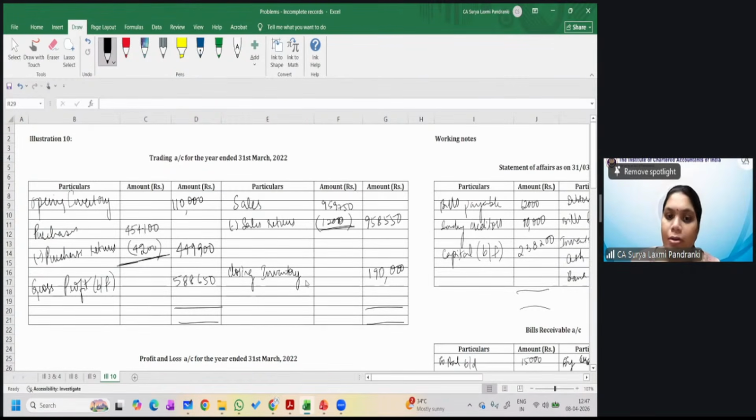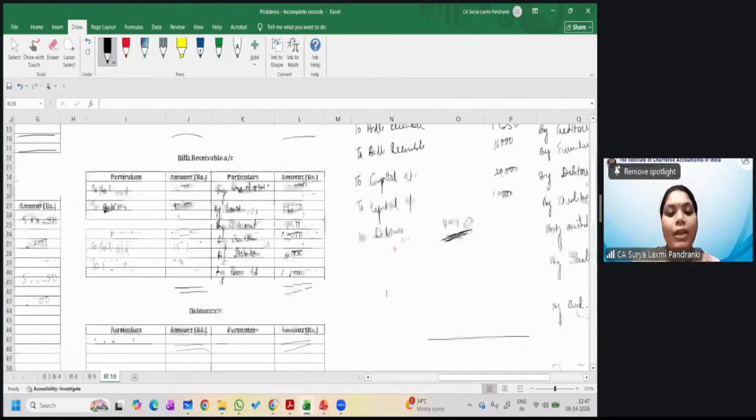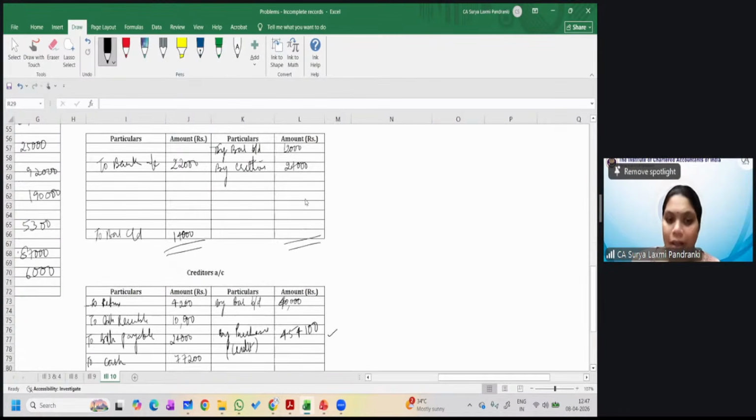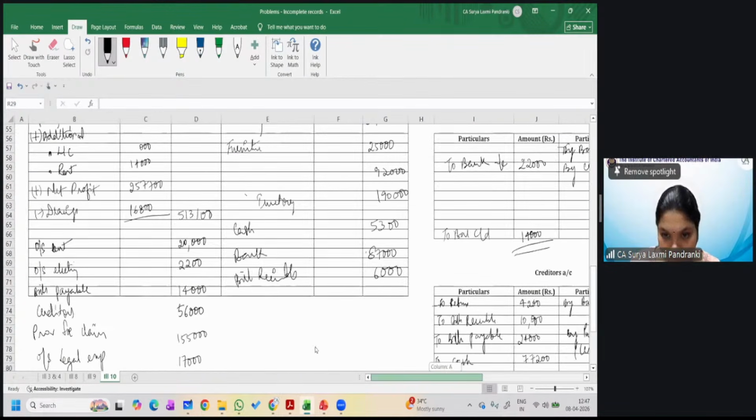You have opening and closing inventory, but you don't have purchases and sales. For this, you will have to do what? We will have to do the debtors account and creditors account. That is why you have done the working note, debtors and creditors account. Clear?